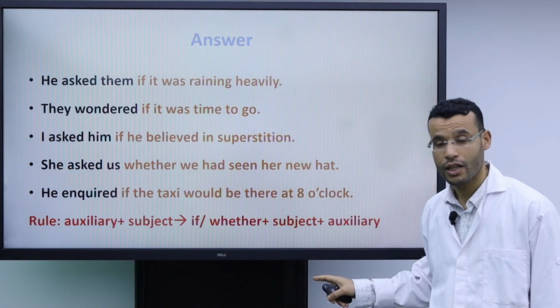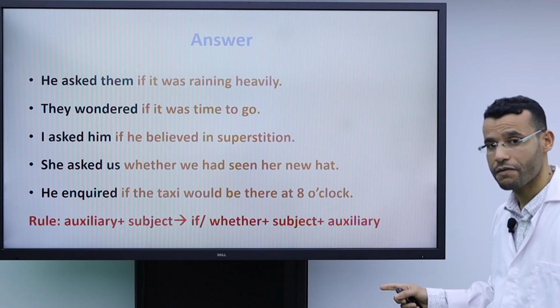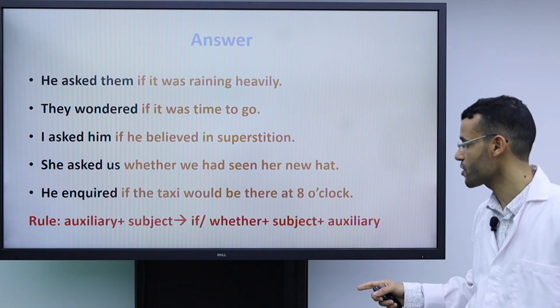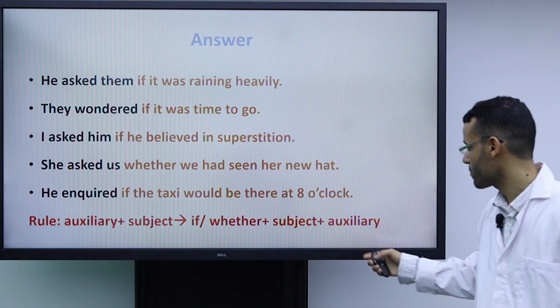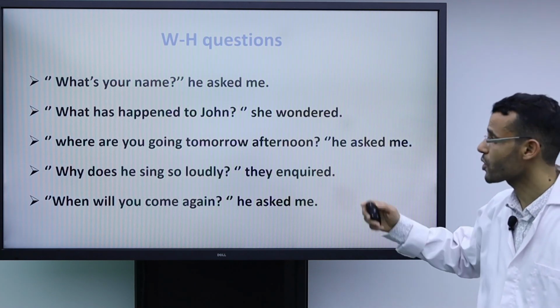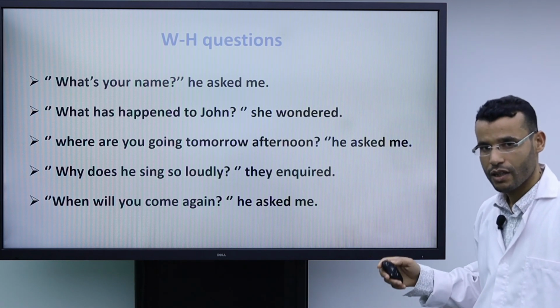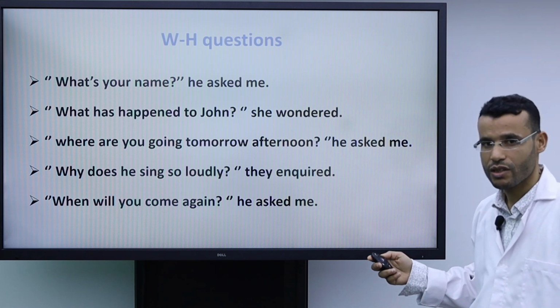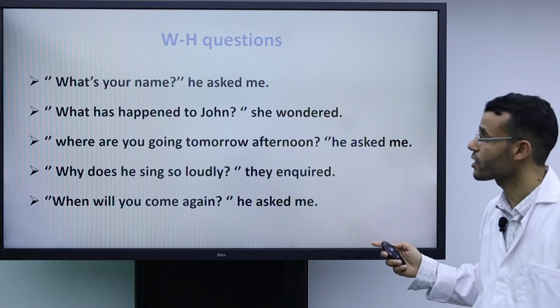And the rule is that auxiliary plus subject becomes if in the reported speech plus or whether. You can use either if or whether plus subject plus auxiliary. Now, WH question. The same process that we apply in the yes-no question, we apply it in the WH question, but we keep here, we don't use if, but we keep the WH word.